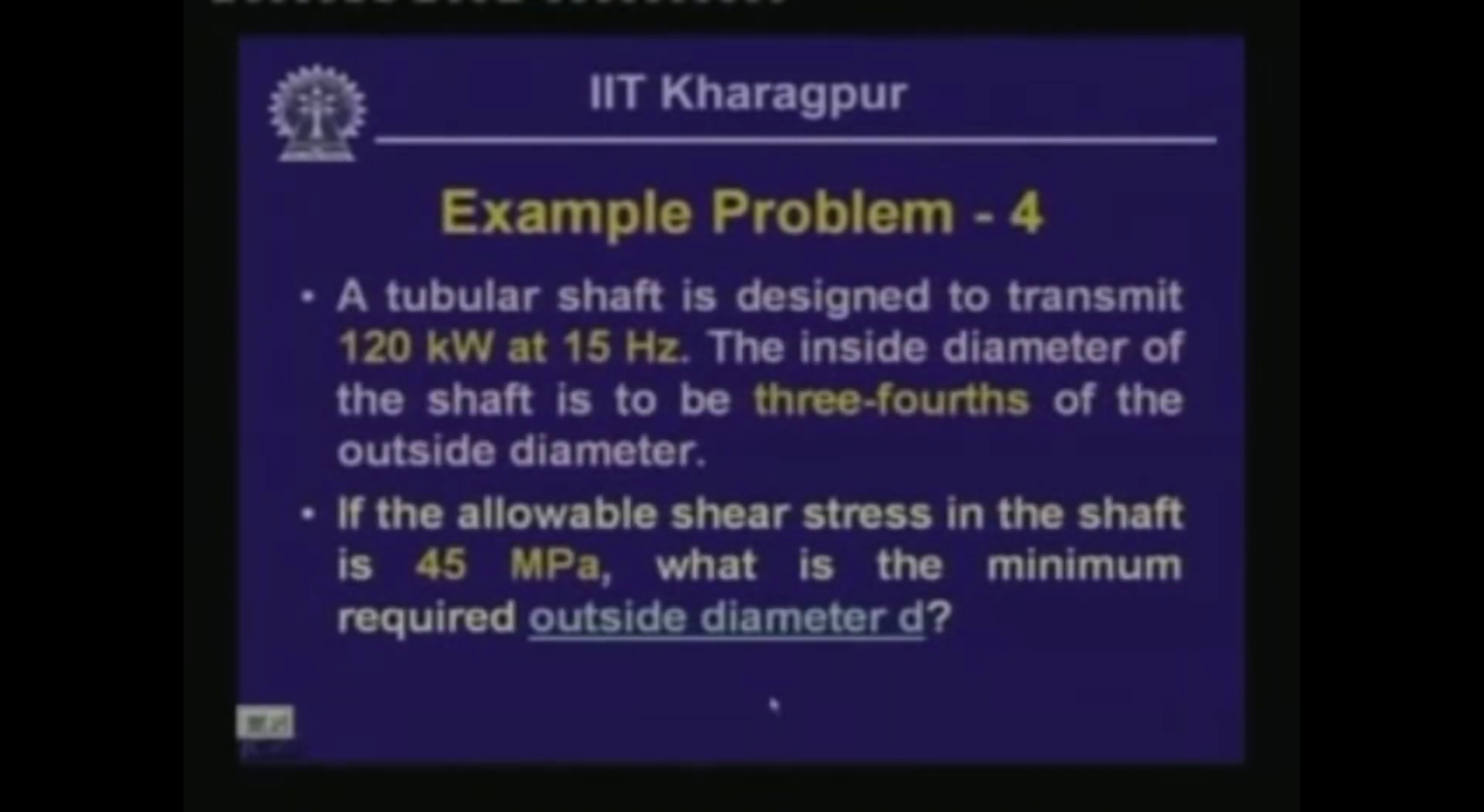Well, I have another example problem set for you. We will discuss this next time: a tubular shaft is designed to transmit 120 kilowatt at 15 hertz. The inside diameter of the shaft is to be 3/4 of the outside diameter. Now, if the allowable shear stress in the shaft is 45 MPa, what is the minimum required outside diameter d? This particular problem is similar to the one which we have discussed today, that if we transmit power, then what is the diameter of the shaft necessary. So, from today's discussion you should be in a position to evaluate this particular example.